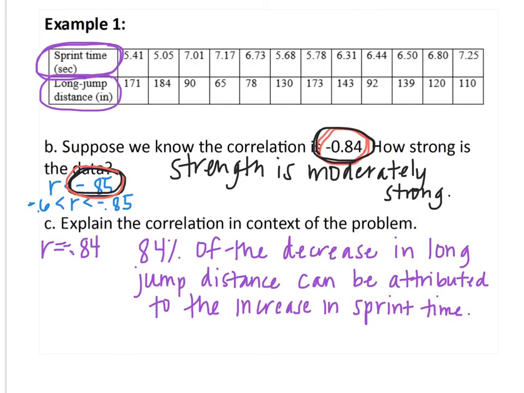So this is how I explain correlation in context, or I use that template. 84% of the change in my y, or of the decrease in my long jump distance, can be explained or attributed to the increase in my x's, or the increase in my sprint time.